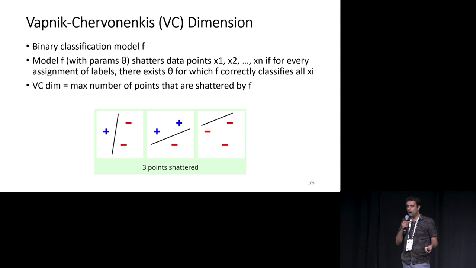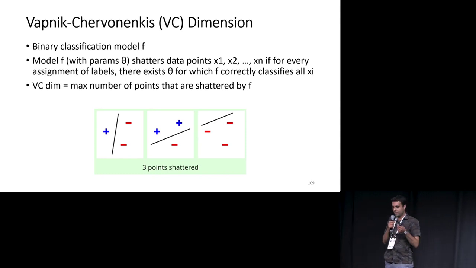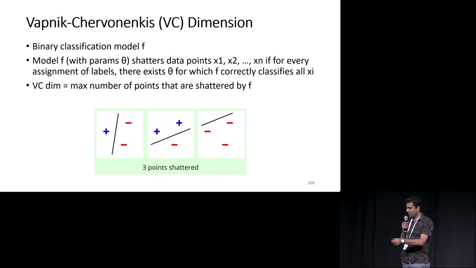So one way of understanding this, a tool from statistical learning theory is the so-called VC dimension, right? In that setting, consider you have a set of functions that do binary classification. You say that a model F shatters a set of data points if for any assignment of labels there's some model in your model class that correctly classifies all the points. And the VC dimension is simply the largest number of points that are shattered by F.